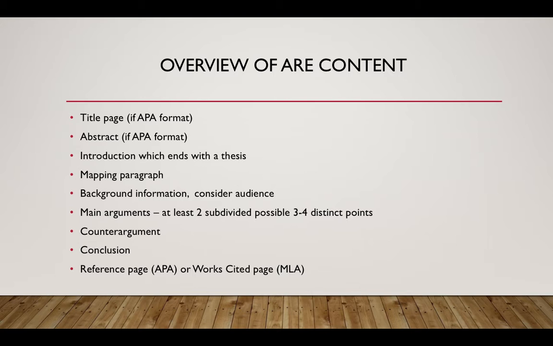know about your topic. Then we have the main arguments, at least 2 main arguments, subdivided if possible into 3 to 4 distinct points. Then the next paragraph brings up your counter argument. And this is where that source that you're choosing that goes against your topic comes in handy. You want to bring up the opposing viewpoint from your argument. You'll round it up with the conclusion, and then if you choose the APA format, you'll have a reference page. And if you choose MLA, you will end it with a works cited page.